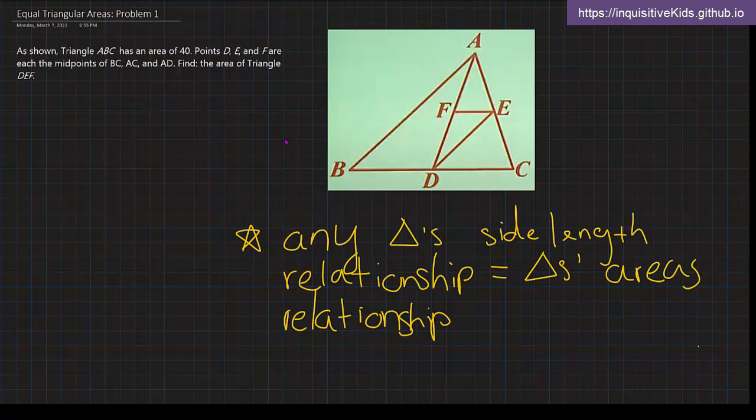But before we get to any problems yet, I would like to talk about the key sentence, the conclusion that we're going to be playing around with in every single problem here. And that one is written in bright yellow. So any triangle side length relationship is equal to the same triangle's area relationship. So here's what I mean.